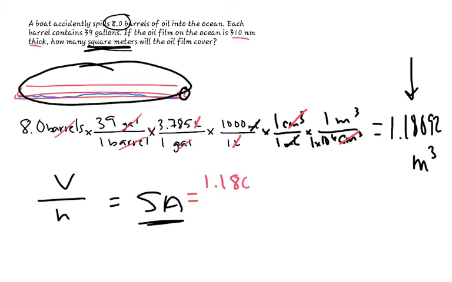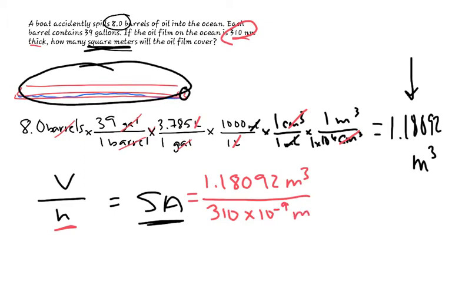It's 1.18092 meters cubed. I'm going to divide that by the height of the oil spill. Even though it's really tiny, there still is a height, or thickness I should say, to that oil spill. It's 310 nanometers. Before I can put that down in the denominator, we have to make sure that that's also in meters. So 310 nanometers is the same thing as saying 310 times 10 to the negative 9th meters. Another way of saying that is 3.10 times 10 to the negative 7th meters. Both are the same answer. It just depends on how you want to write it.